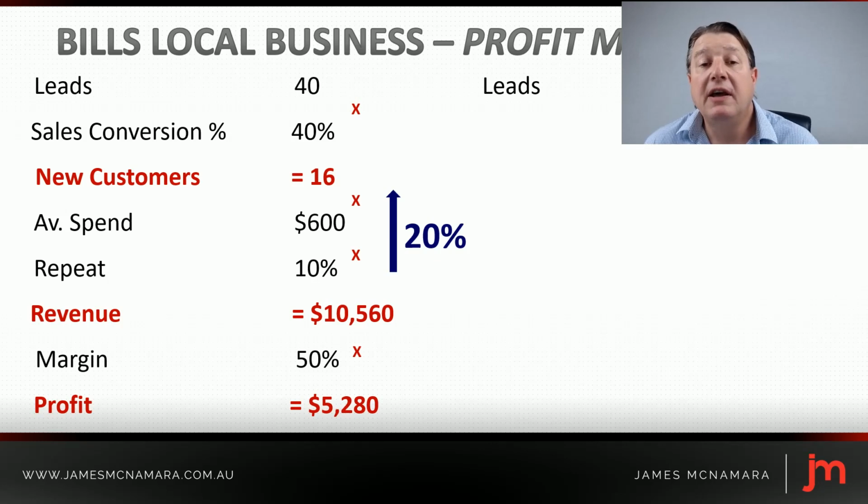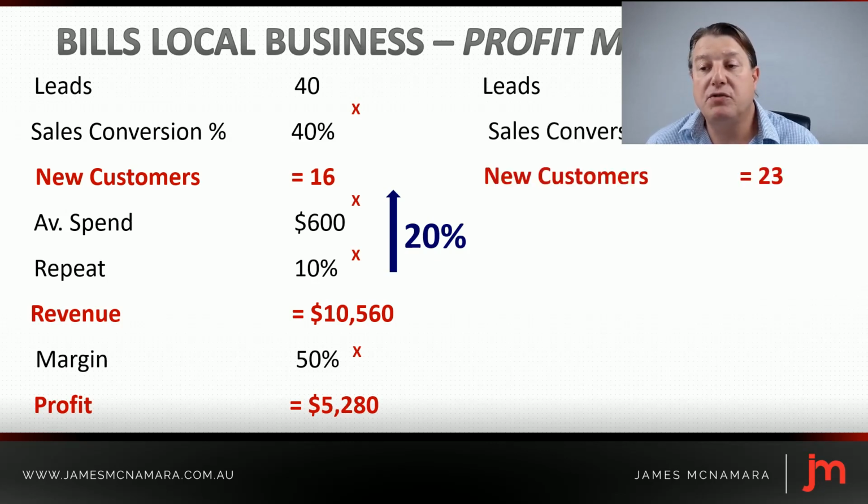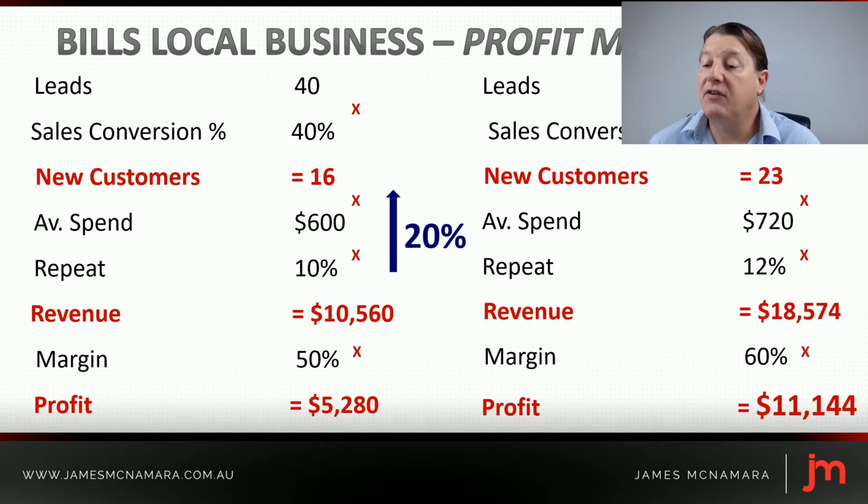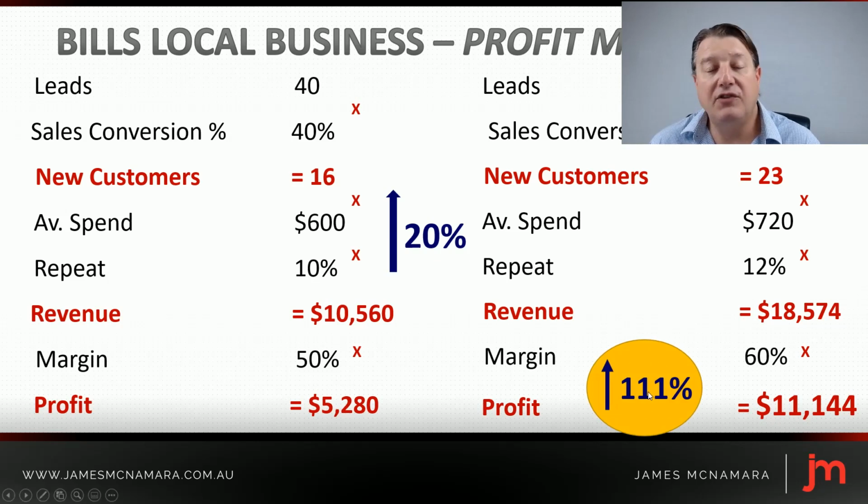Let's rerun the numbers. That takes it to 48 leads, 48% conversion, multiplied together gives you 23 customers up from 16. Average spend $720, repeat business at 12%. That gets you revenue at 18.5, up from 10.5. Margins up to 60%, new profit is 11,144. Now, don't worry so much about these bottom line numbers because they may or may not attract you or interest you. This is the one that you want to be interested in. 111% profit improvement. So would you in your business like to have a 111% improvement in bottom line profit?